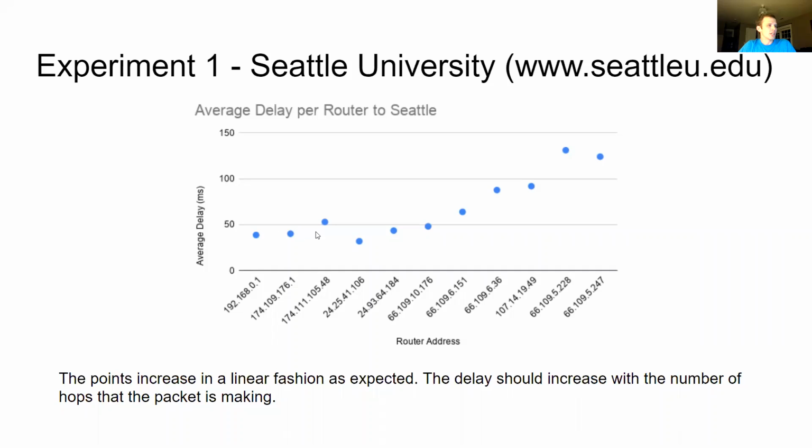So we can see that with each hop, with this linear pattern here, you can tend to expect a higher delay. That is something that can be reasonably expected based on this.